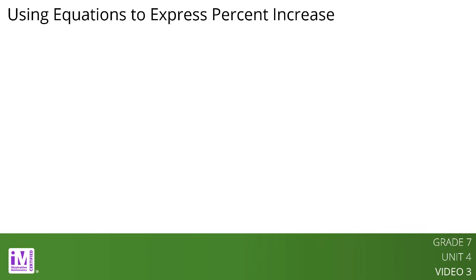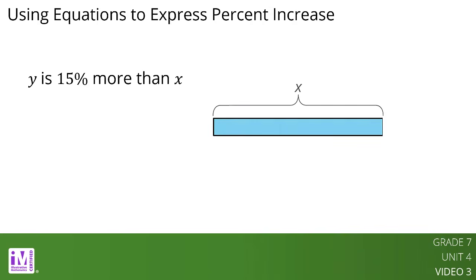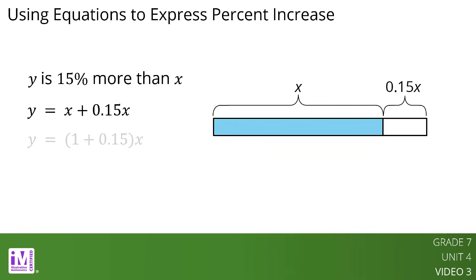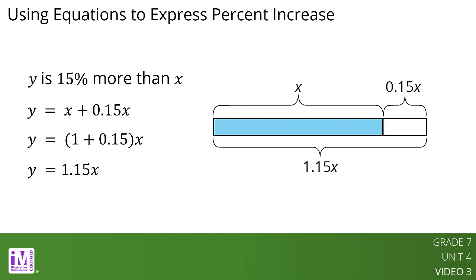Lastly, we can use equations to express percent increase and decrease. For example, if y is 15% more than x, we can represent this using any of these equations. Y equals x plus 0.15x. Y equals the quantity 1 plus 0.15 multiplied by x. Y equals 1.15x.